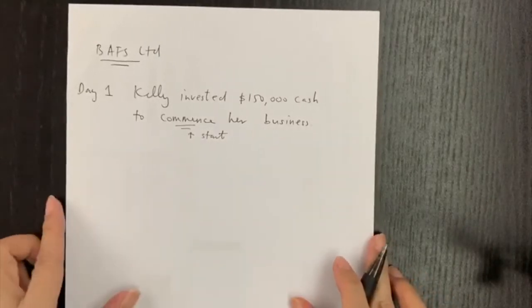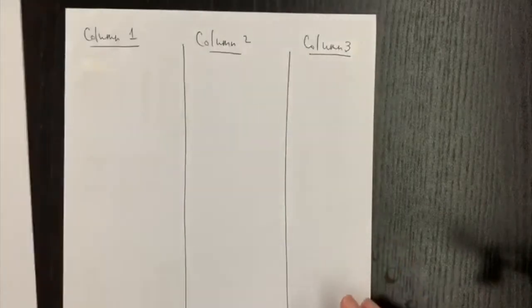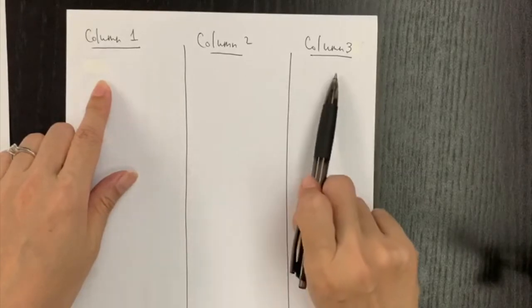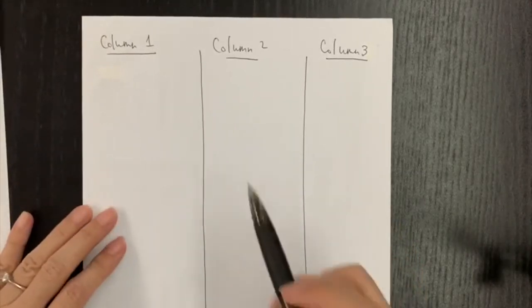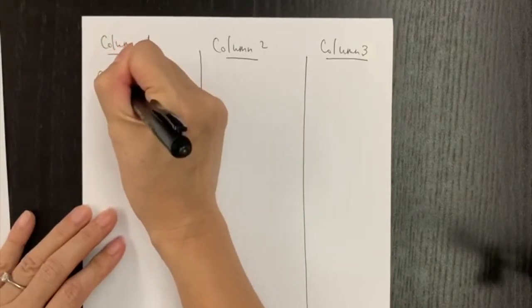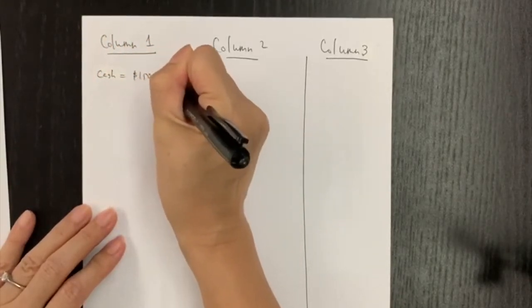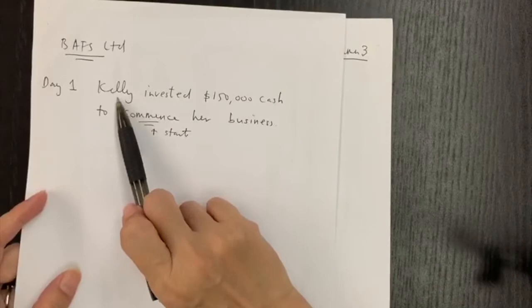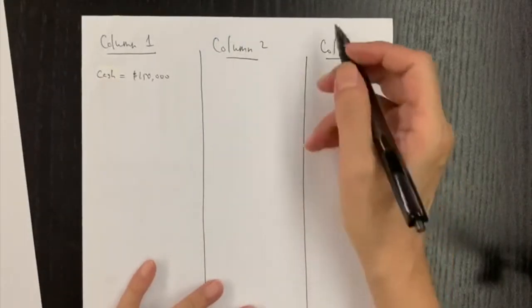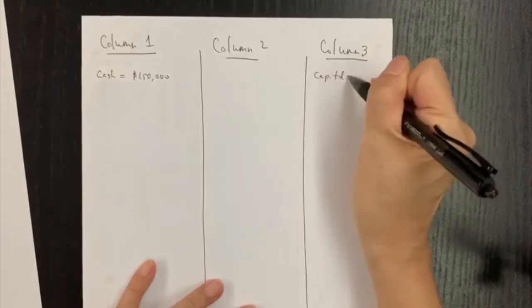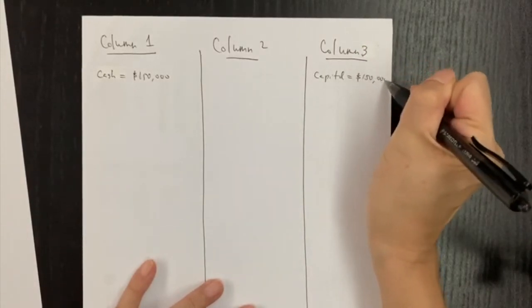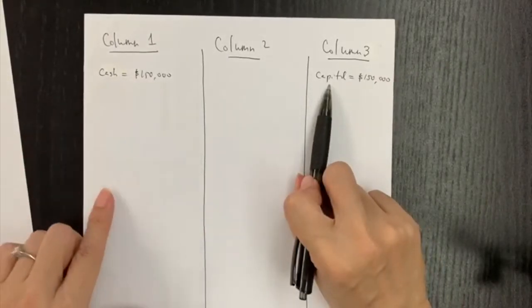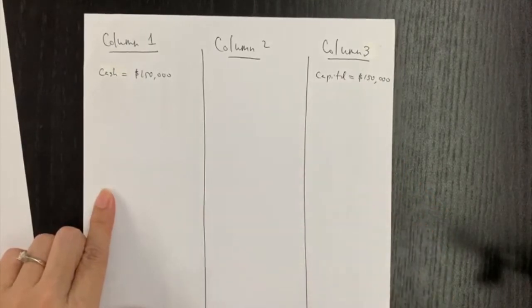Okay, and after this information on day 1, on this page, you can have 3 columns, column 1, column 2, and column 3. Next we put cash in column 1 here, which is 150. Whenever we have things related to Kelly, and Kelly is the owner, we use column 3, and the name for that is capital. So therefore let's check. I have cash in column 1, 150,000, and then I have capital in column 3, which is also 150,000.